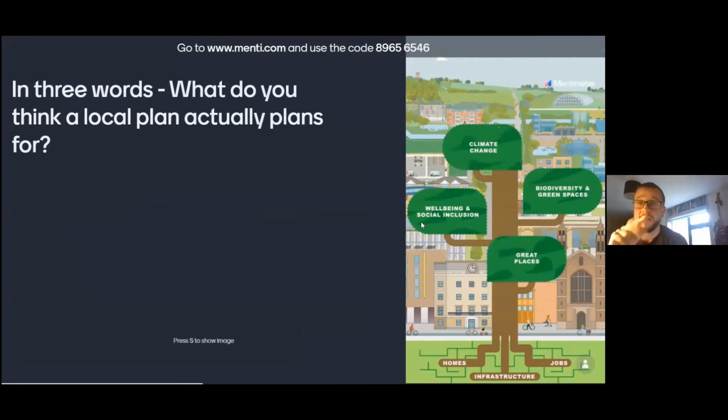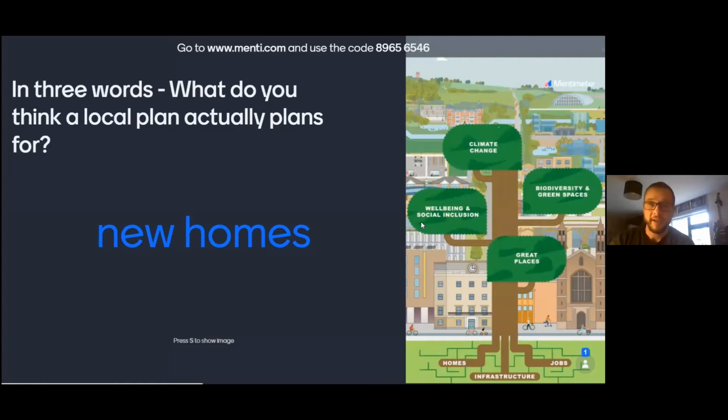So in 3 words, what do you think that a local plan actually plans for? So you can see our little diagram on the side there that's part of our infographics, that we think this is what we're trying to plan for, and this is what goes into the local plan. And I appreciate that lots of you have seen some of the documents already, and there is a lot of stuff in there already, a lot of information, a lot of evidence, a lot of wording. So what are the things that we're thinking of? And don't just copy the ones on the side on the tree. So we've got some new homes.